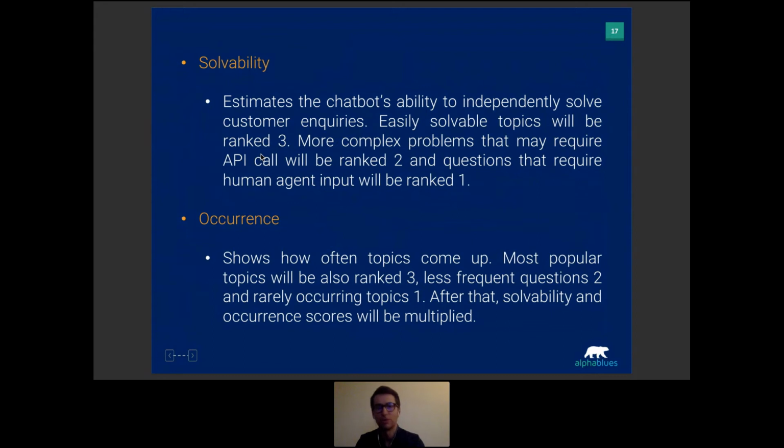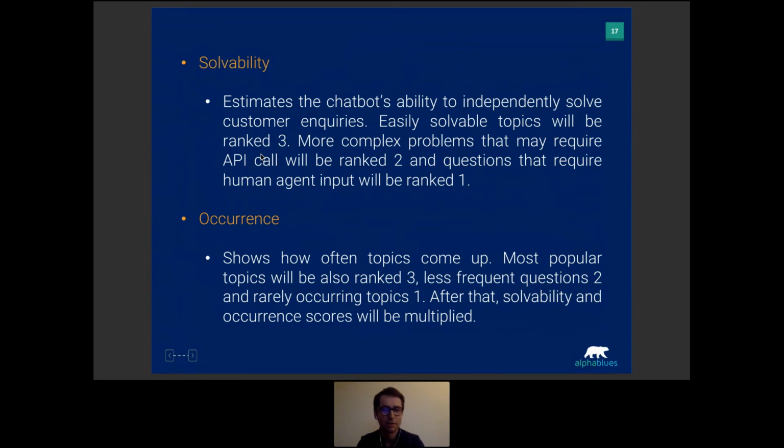So what we suggest, when you pick out intents, what to include and how to train for them, is to think of solvability in terms of three categories. Category one is that only the human can answer it. Category two is that the authenticated bot can answer it, and category three is that the bot without authentication can answer it, right? So you want to have those types of intent topics inside the bot.